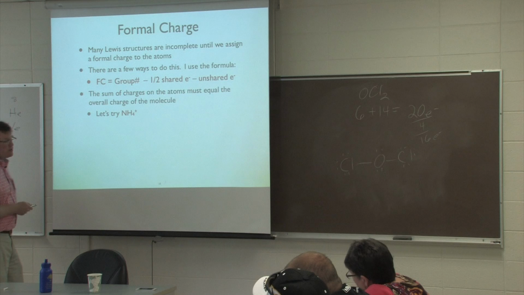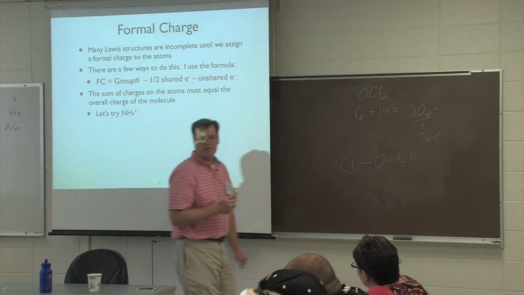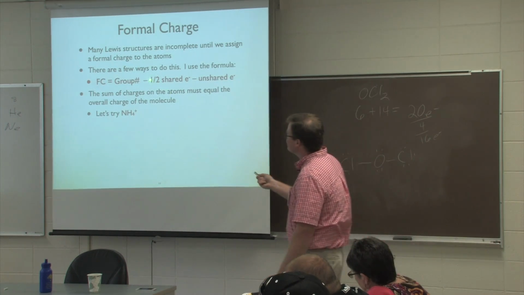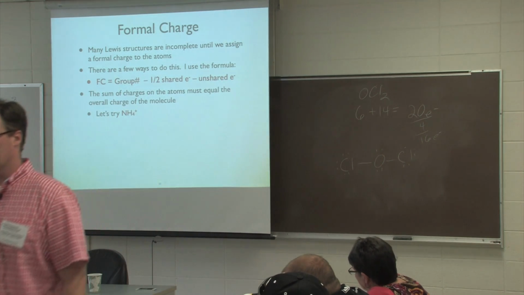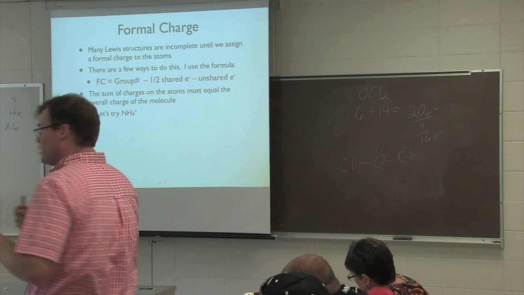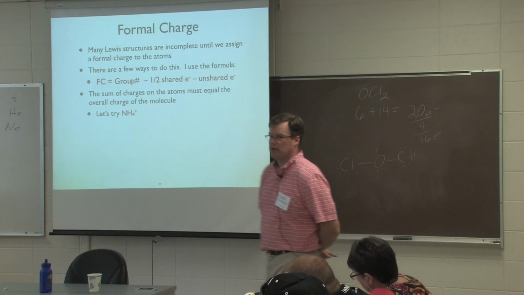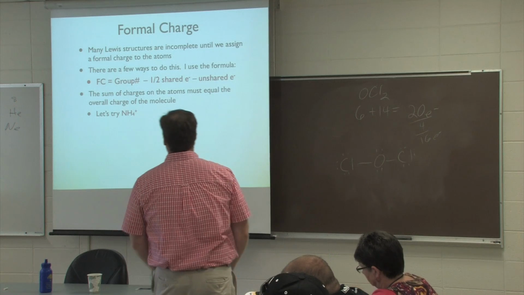There are many ways to calculate formal charge. The easiest way that I use to do it is with this formula, and this is, again, where the periodic table is going to help you out. Your formal charge is going to be equal to your group number on your periodic table, the old-fashioned ones that work well, minus half of the shared electrons around that atom, meaning all the electrons in bonds around that atom, minus the number of unshared electrons around that atom. Okay, let's go through an example for this.